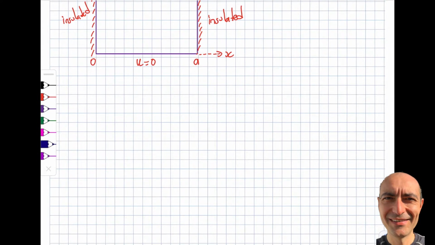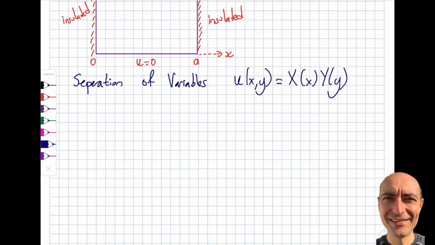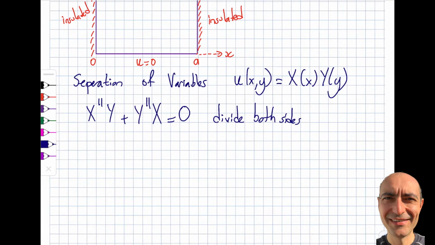So what I'm going to do now is go ahead and solve this, all right? It's not going to be a very big surprise to you, but I will use separation of variables, exactly the same as before, except instead of t now I'm using y. It's going to be X(x), it's going to be Y(y), right? And if I write my equation, it's going to look like this: X''Y plus Y''X is equal to 0. And I'm going to divide both sides by XY. So when I do that, I get X''/X plus Y''/Y is equal to 0.